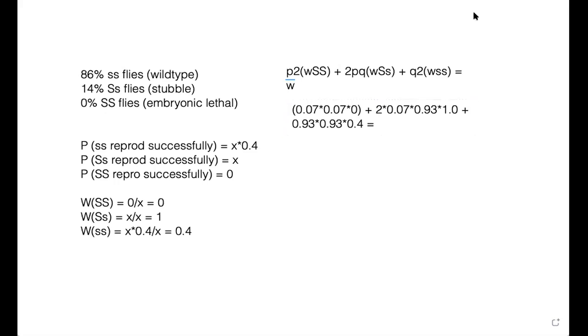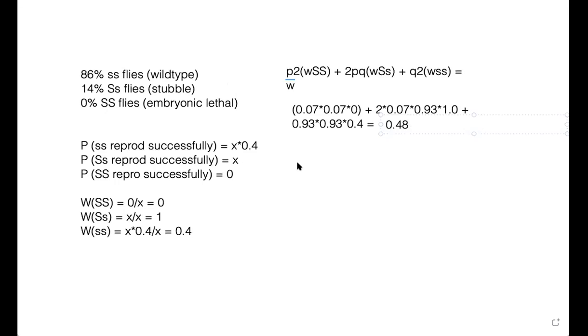All right, I'll pull up the chat if anybody wants to tell me what that is. It should be 0.48. Okay, great. Anybody else get that? Sounds right to me. 0.48, okay, there we go. So that's our mean fitness for the population.